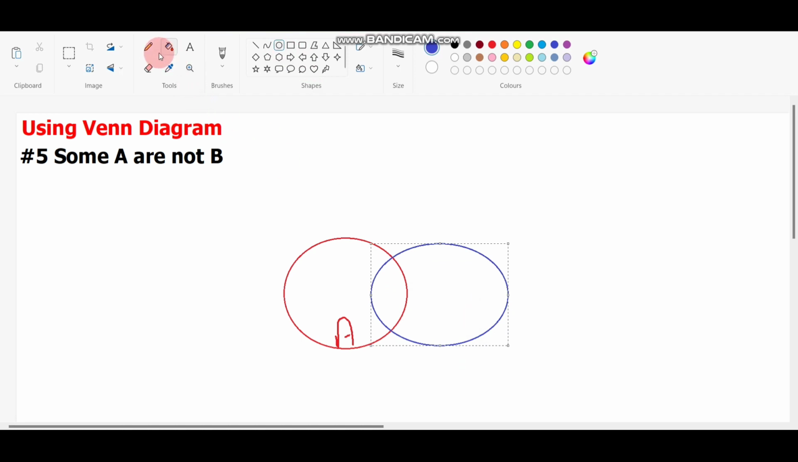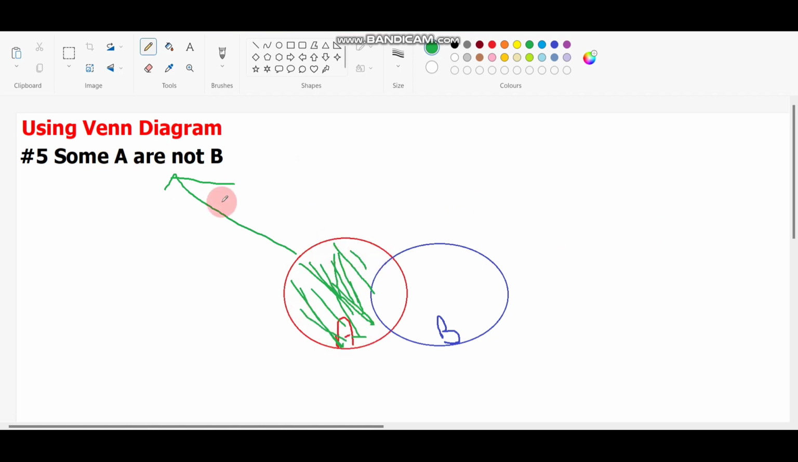So we have to draw this in the same manner, but I'll tell the difference. What is the difference? Here you can see this portion is A, but this is not B. This is not inside B. This portion is only inside A. So this is the portion indicating that this is some A are not B. We have to draw like this. So this is the Venn diagram of some A are not B. Some A, this is the A but not B, right? And now we are done with the formulas.